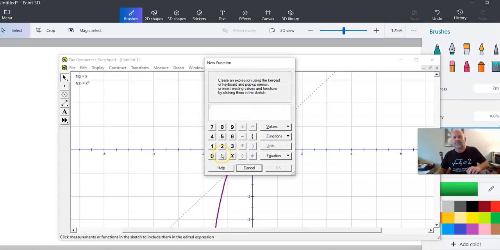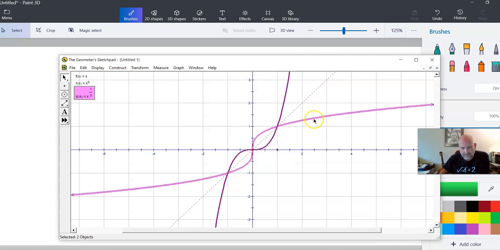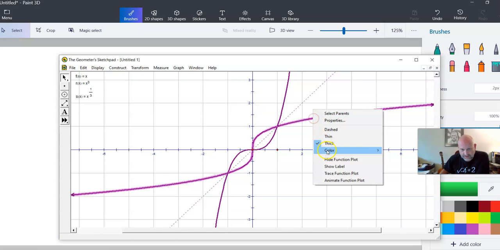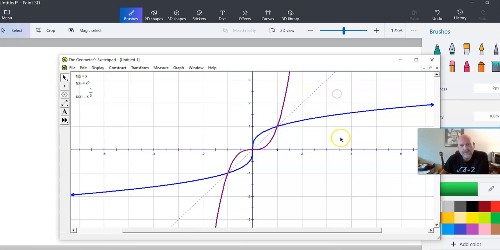Now, this doesn't have a cube root button, so we end up having to do it by using an exponent. Right? I'm going to use an exponent of 1/3 to be able to graph this. And if I graph this at the same time, let's make this one thick, and then I'm going to change the color a little bit. Okay, so we have a function and its inverse here.